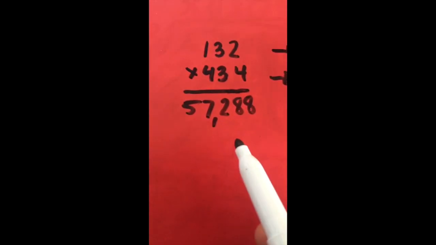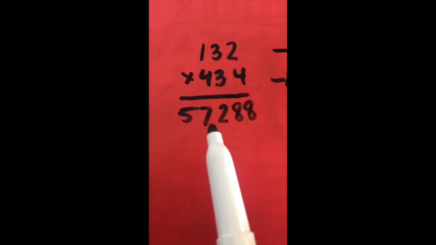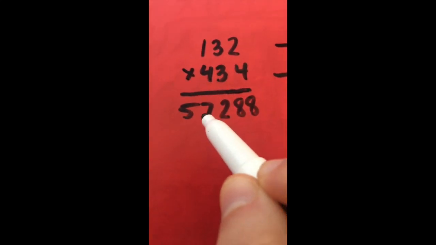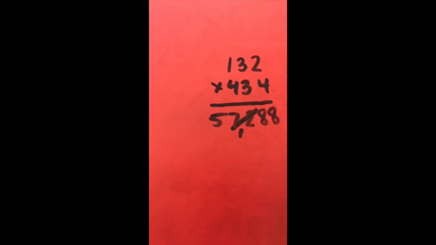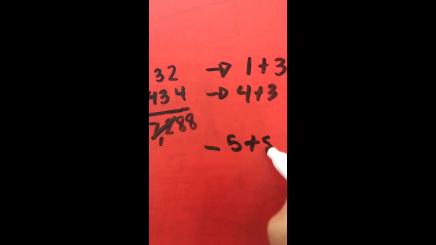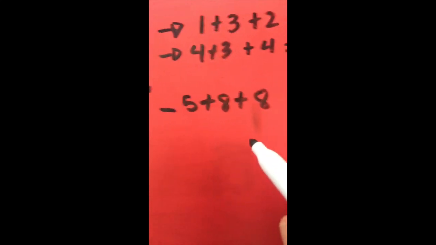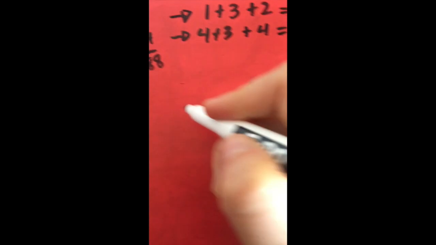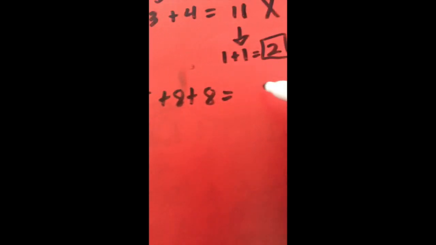So we have 57,288. I notice I have a 5, 7, 2, 8, 8. What I notice right away is 7 plus 2 is 9, so I cross out those numbers, because we don't want 9 in there. So basically what I am doing is 5 plus 8 plus 8. 5 plus 8 is 13, plus 8 equals 21.